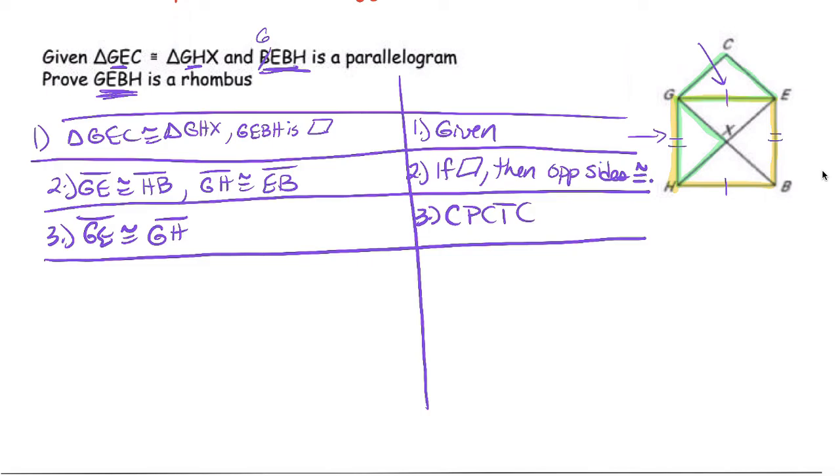Since I now know that GE matches with GH, and we had GE matching with HB and GH matching with EB, we're now able to use transitive property to link all of these together. So I'm going to write one huge congruent statement. So GE congruent to HB, congruent to GH, congruent to EB. Just everything, all four of them are congruent now through the transitive property of congruence.